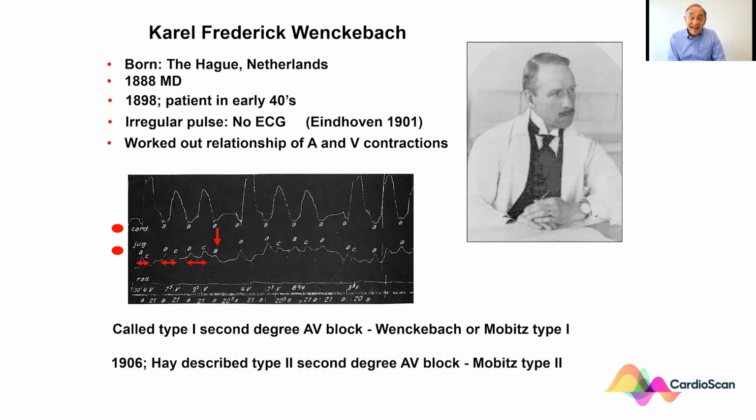A few years later, Hay described type 2 second-degree AV block, which is Mobitz type 2. And remember, Hay also did not have the electrocardiogram. It wasn't therefore until 1924 that Mobitz classified this type of block using electrocardiographic criteria.